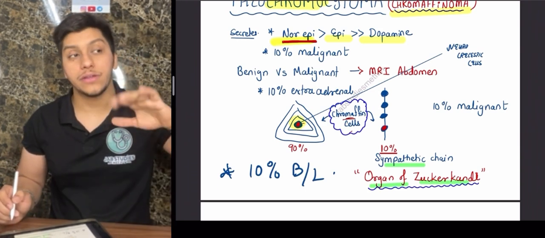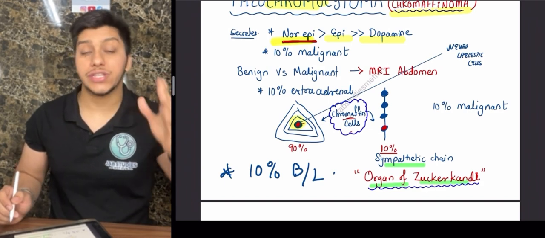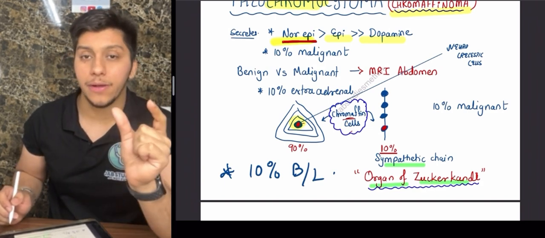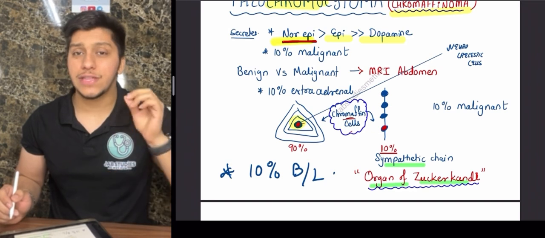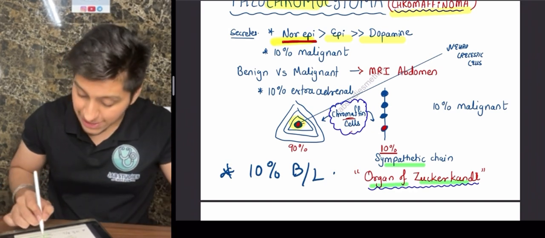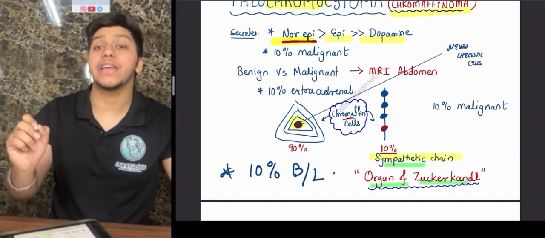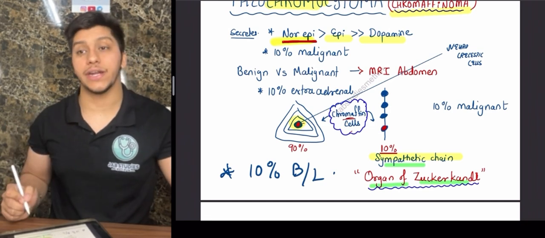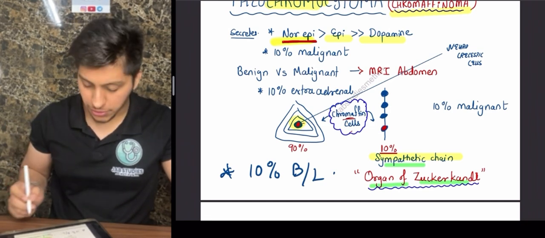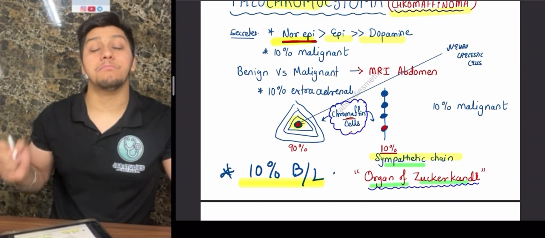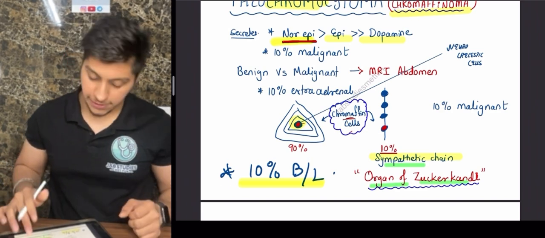Now what you have to know is that 10% is malignant. 10% can be formed extra-adrenal. Now, which I told you is usually it will be present in the medulla. 10% of the chances are there where this will not be in the medulla, it can be in the sympathetic chain, and that area is known as organ of Zuckerkandl.